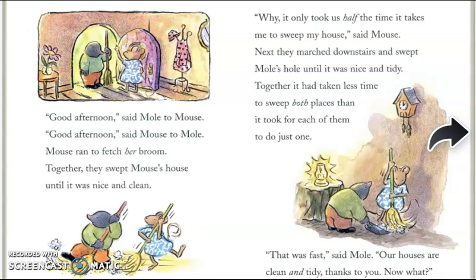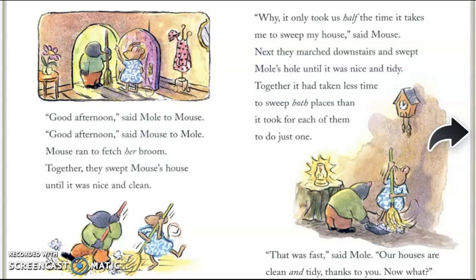Let's keep going. Next, they marched downstairs and swept Mole's hole until it was nice and tidy. Together, it had taken less time to sweep both places than it took for each of them to do just one. And here you see that the narrator is talking because there's no quotation marks, and the narrator is mentioning the characters' names. Let's keep going.